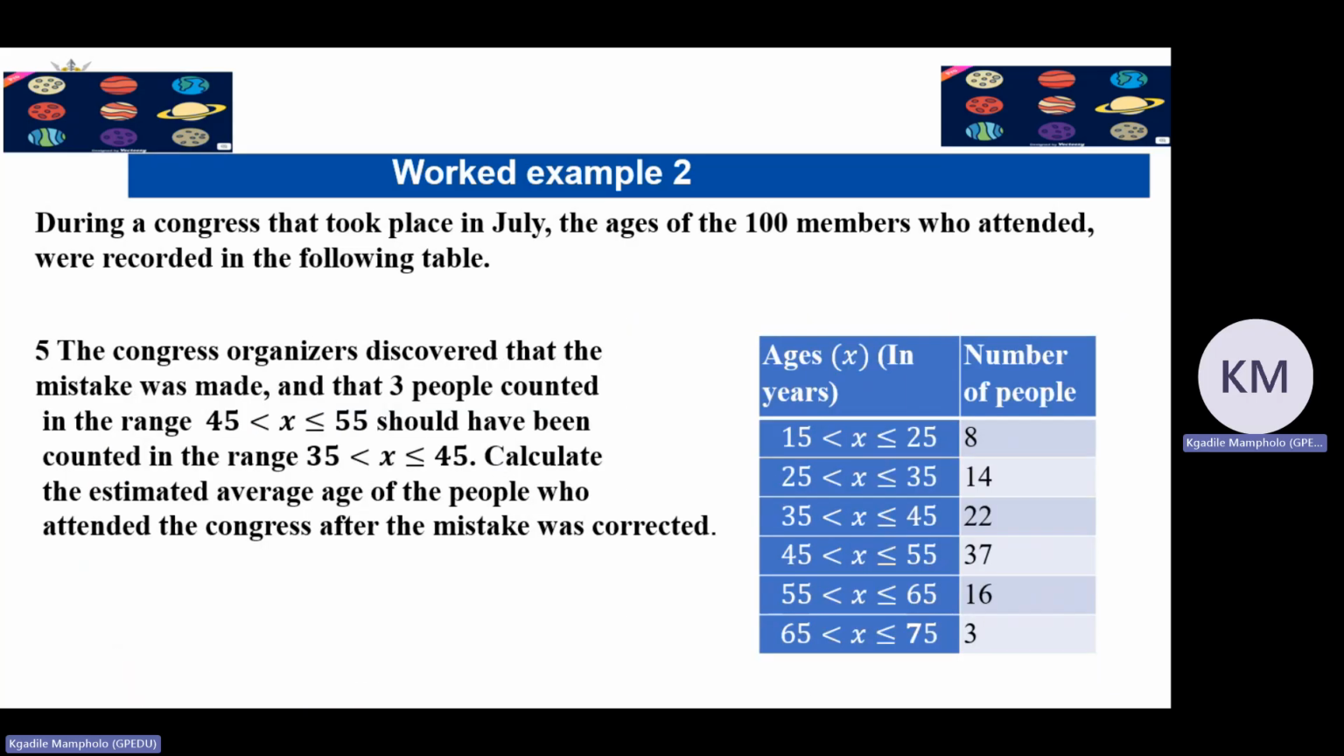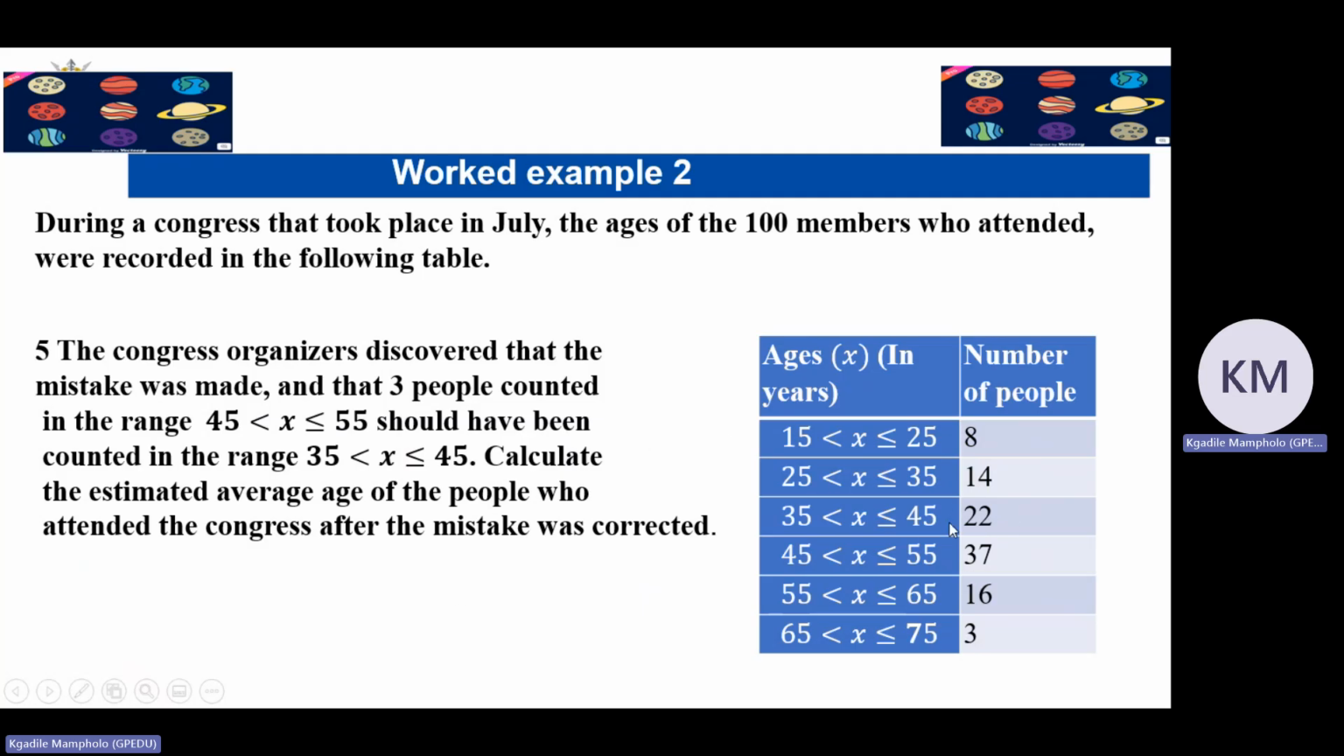The Congress organizers discovered that a mistake was made, and that 3 people counted in the range 45 to 55 should have been counted in the range 35 to 45. Calculate the estimated average age of the people who attended the Congress after the mistake was corrected. Here, they just want to mess with your head.